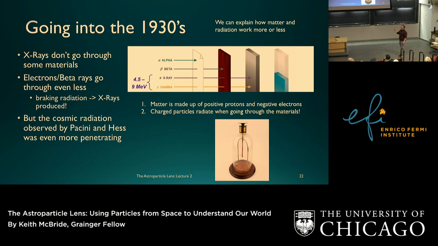But the thing we couldn't explain was the cosmic radiation observed by Pacini and Hess, right? That I talked about last time. So if you're interested in that and you weren't there, I hear it's a phenomenal lecture from last time. And that also brings us back to the electroscopes, right?